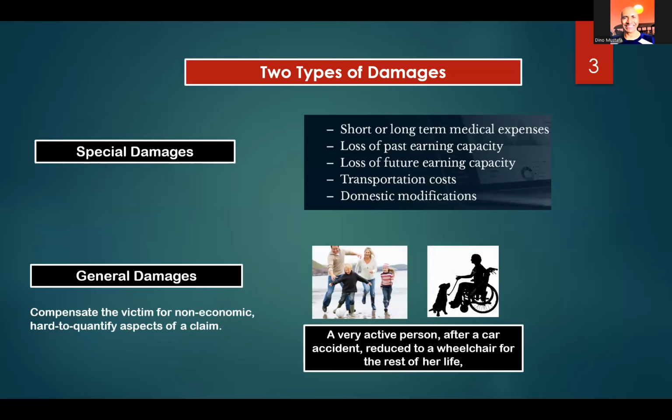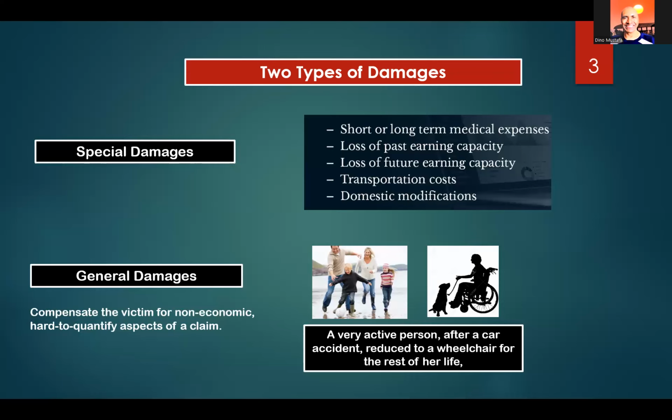So what is this general damage, first of all, and why am I showing you this picture? A very active person after a car accident reduced to a wheelchair for the rest of his life. There was a family in Mississauga, and the husband was an airplane pilot and a soccer coach on the weekends. Very vibrant family. What happened? He was broadsided one day by a drunk driver, and he ended up in a wheelchair for the rest of his life. He was only in his 40s.